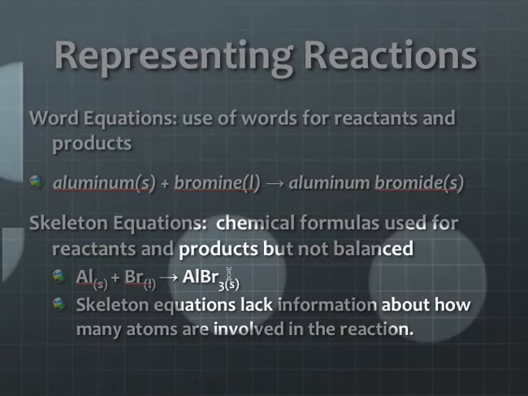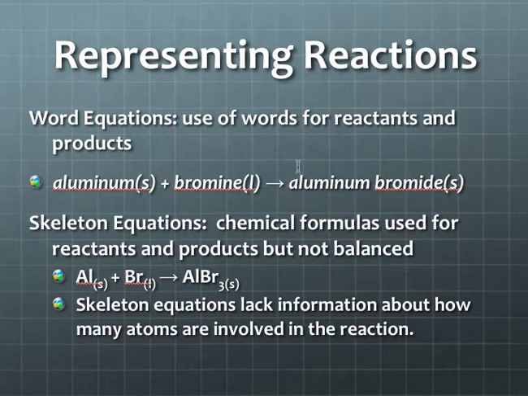And really that's the biggest difference that we see between our word equations and the skeleton equations. The formulas are completely created and balanced there. But what we don't see balanced is that I don't have coefficients to show over here that there were 3 bromine going in and 3 bromine going out. So relative amounts are missing from skeleton equations. That's the one thing that they're really missing.